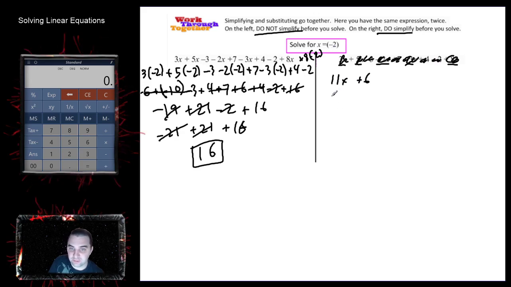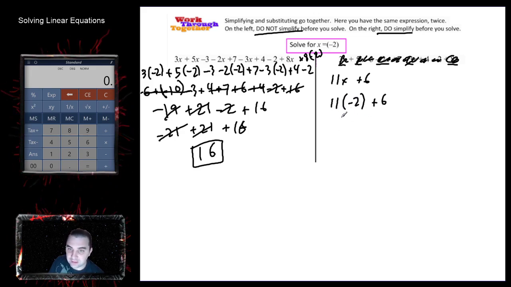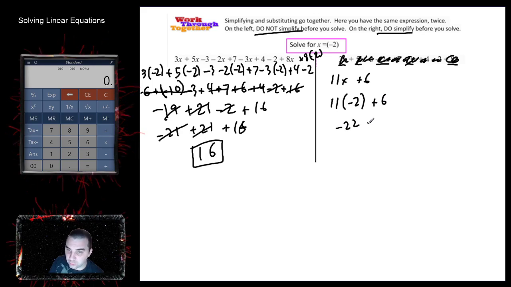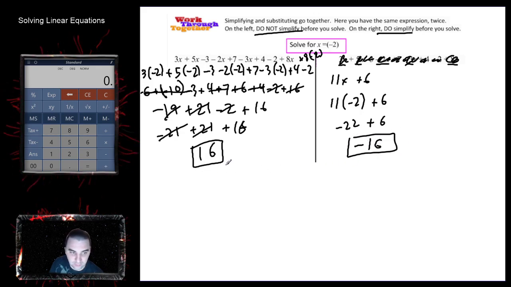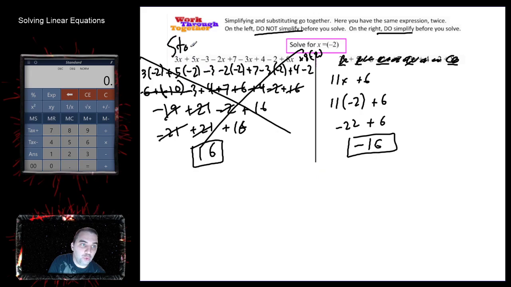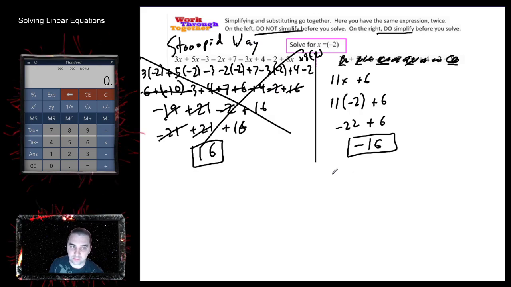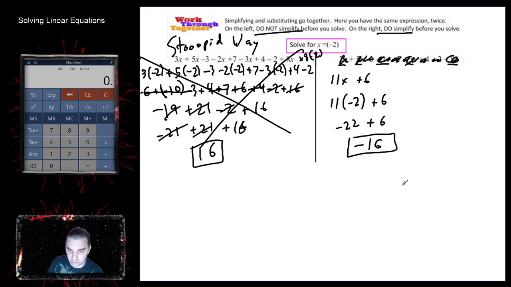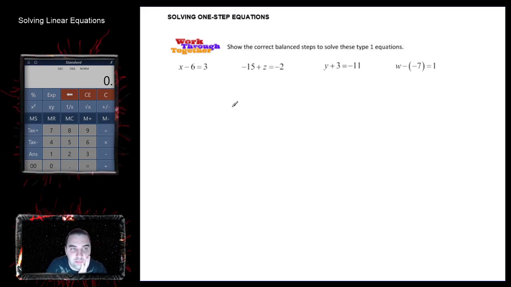All right. Check this out. 11x plus 6. Substitute. 11x, which is minus 2, plus 6. 11 times negative 2 is negative 22 plus 6, and that is negative 16. So this was even wrong, like I suspected. The stupid way. Don't do it that way. That's a really bad way. So much potential for error. Look, even I made an error. Don't do it.